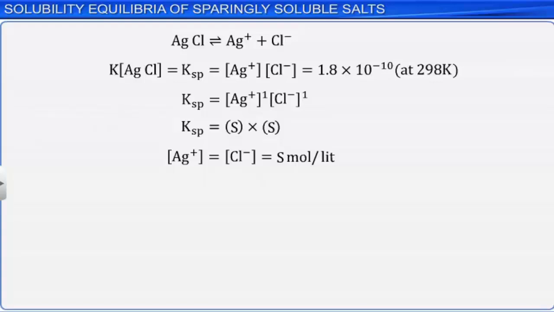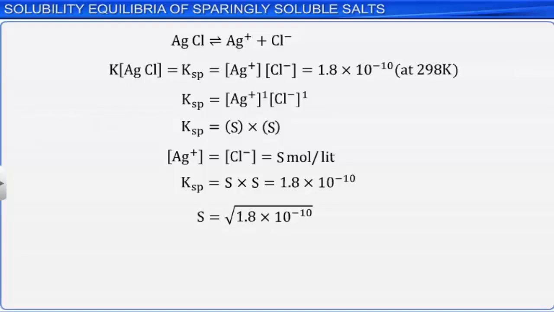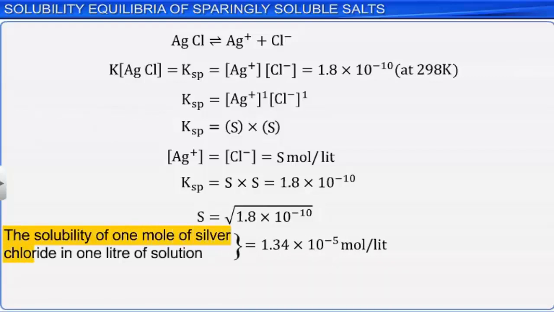Substituting S instead of concentrations in the expression for solubility product gives Ksp is equal to S multiplied by S, which is equal to 1.8 into 10 to the power of minus 10. Thus, the molar solubility S is equal to the square root of 1.8 multiplied by 10 to the power of minus 10. This is equal to 1.34 multiplied by 10 to the power of minus 5 moles per liter. Thus, the solubility of silver chloride in 1 liter of solution is equal to 1.34 multiplied by 10 to the power of minus 5 moles.